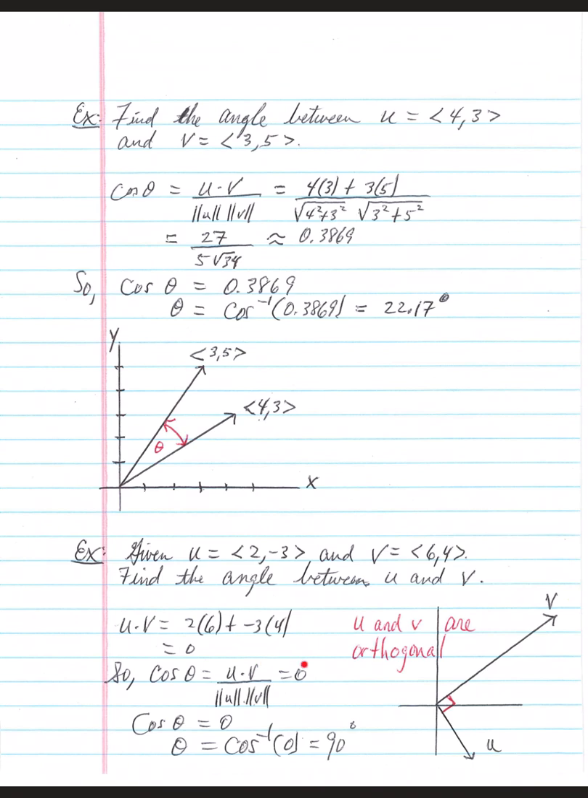If you know the dot product's 0, it doesn't matter what these values are, because 0 divided by a non-zero is 0. Think back to your unit circle. Where is cosine equal to 0? 90 degrees. So that's just further proof visually and with a formula.